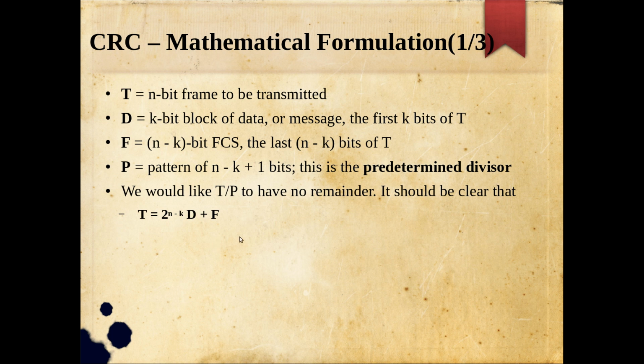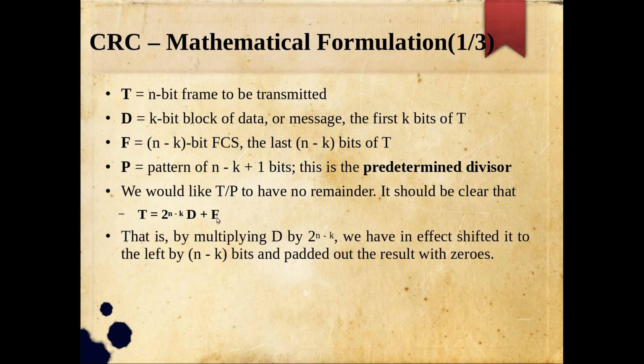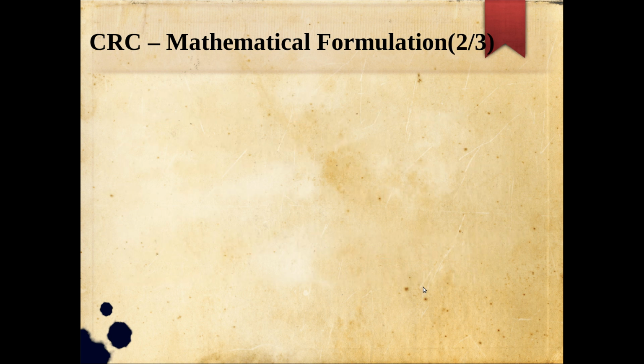then that many zeros will come, and when you are performing normal addition, these zeros will be replaced by the n minus k bit frame check sequence. So by multiplying D by 2 power n minus k, we have in effect shifted it left by n minus k bits, or we added n minus k zeros at the end, and padded out the result with that many zeros. So when adding F with this, it is going to give you the effect of concatenation of D and F. That is our F. That is what we are sending.